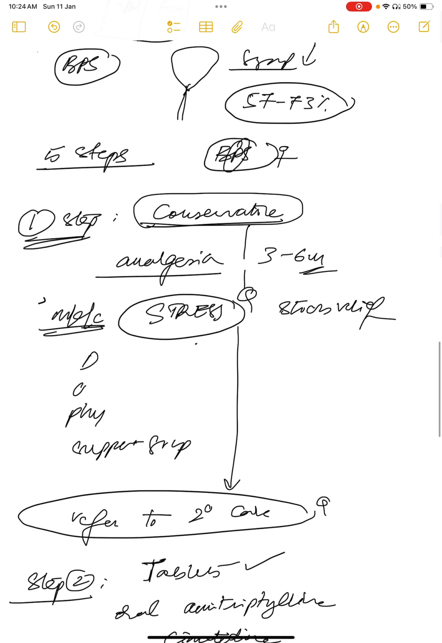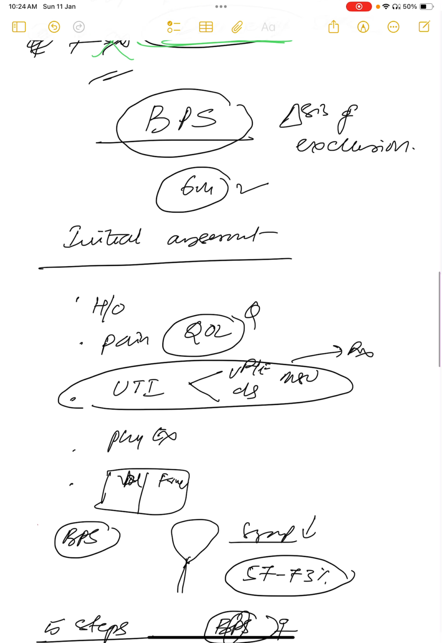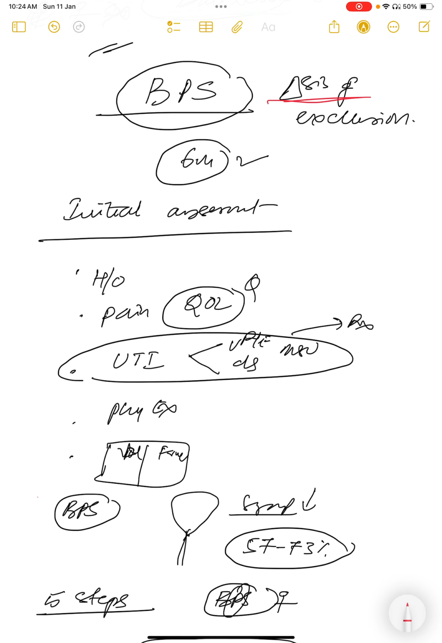So first, what is bladder pain syndrome? It is a diagnosis of exclusion. When a patient comes with pain of 6 months duration, then all the other things are ruled out, even UTI, everything is ruled out. Then bladder pain syndrome can be the diagnosis.